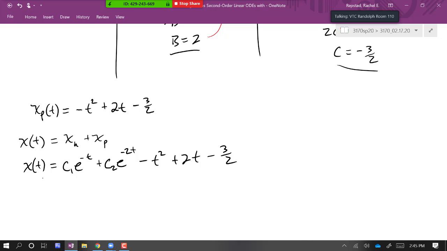We're getting closer. We still don't know C1 and C2. This wasn't just find a general solution, because they gave us initial conditions. This was an initial value problem. So now we're going to use those initial values to help us out. We know what x of 0 is and x prime of 0. So we need to take this equation, x of t, and find x prime of t: minus c1 e to the negative t minus 2 c2 e to the negative 2t, and then minus 2t plus 2.